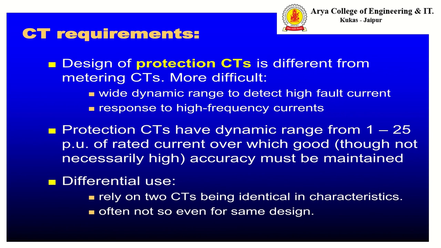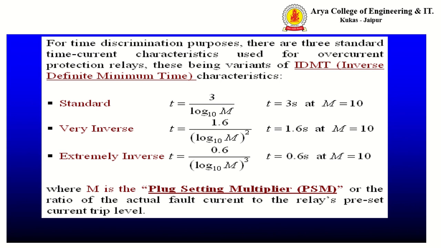It is more difficult because a wide dynamic range is needed to detect high value current and respond to high frequency current. Protection CTs have a dynamic range from 1 to 25 per unit of rated current, over which accuracy must be maintained, though not necessarily high. Differential protection relies on two CTs being identical in characteristics, often not so even for the same design.